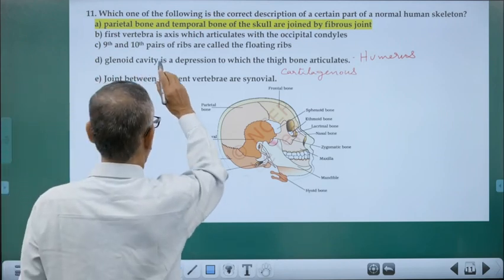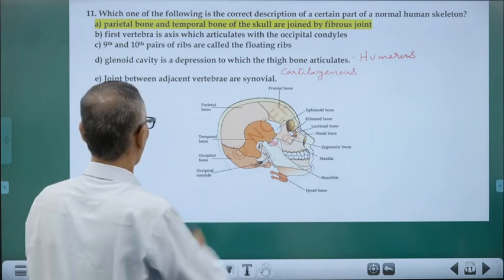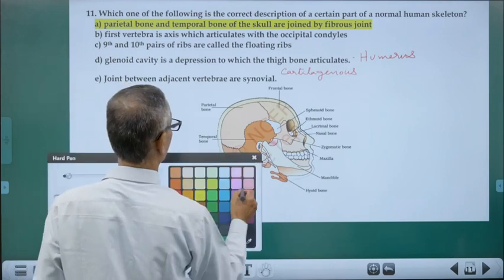First vertebra is atlas, not axis. So that's a wrong one.